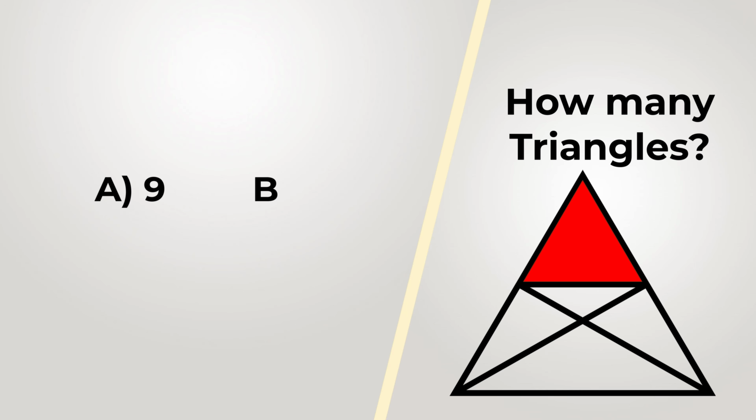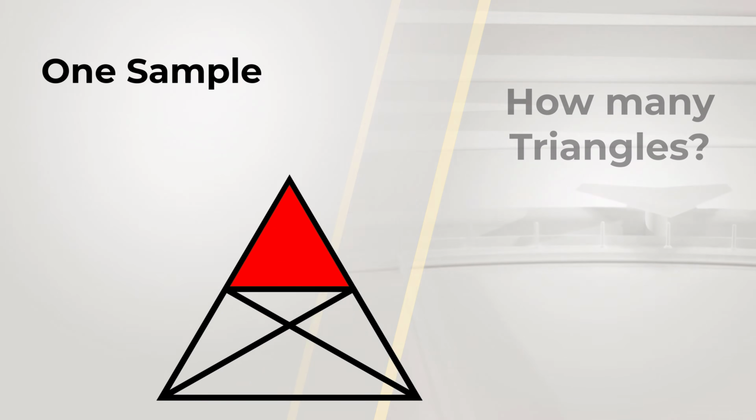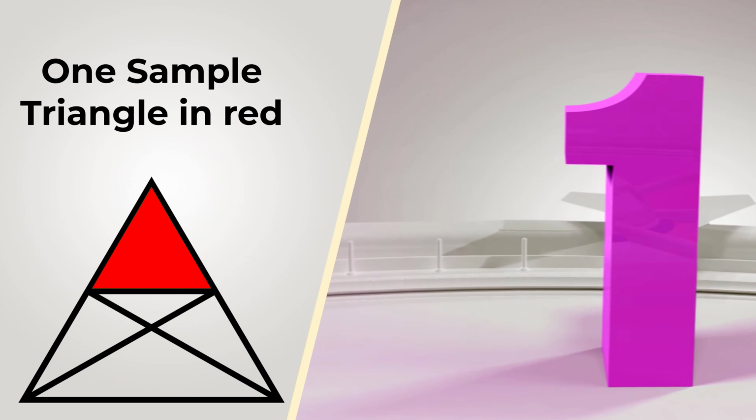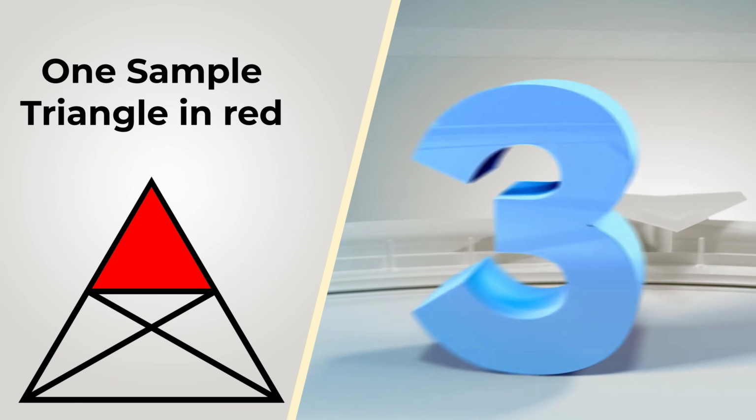Choice A, 9 triangles. Choice B, 12. Choice C, 17. And choice D, 24. One triangle is highlighted in red, but there are a lot of other triangles. Do you think you know the answer?